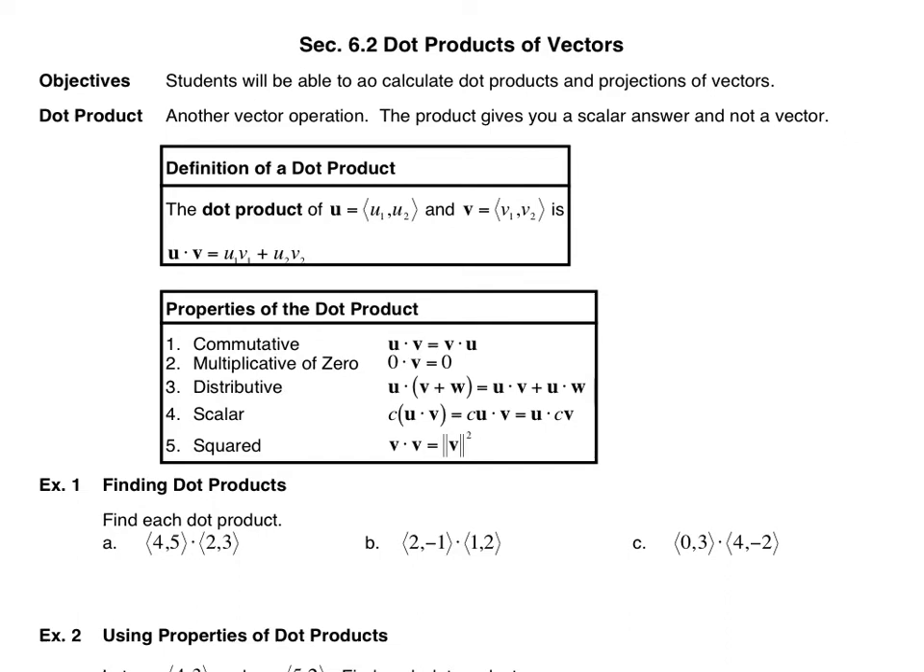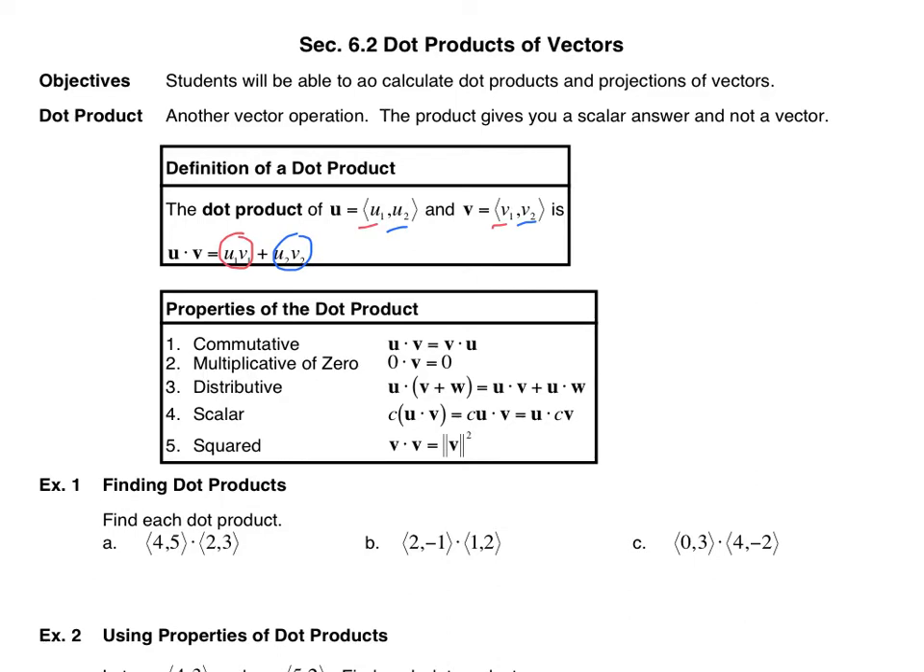Alright, so today we're going to look at dot products of vectors. And a dot product is just something that we use in other calculations. So if you have two vectors, to find the dot product, you're going to multiply their x values together to get one number. And then you're going to multiply their y values together to get a second product. And you're going to add those two products together and you get just a number.